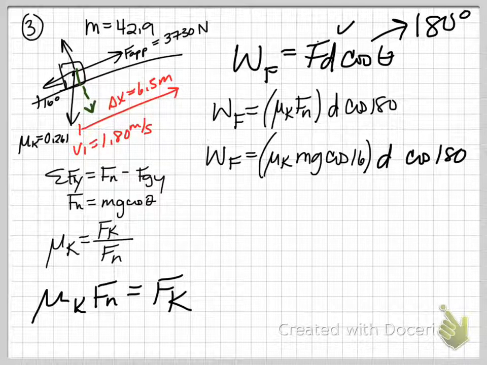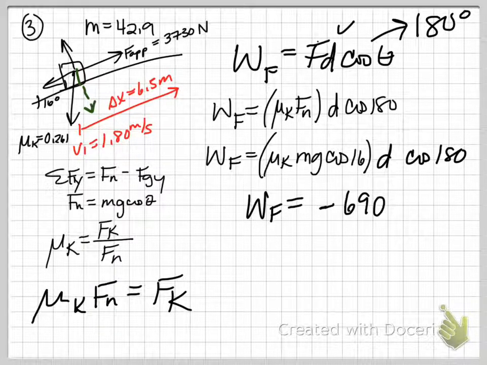And it is negative, I forget what the raw answer is. The final answer is negative 690 joules. It's opposing the motion of the box as friction does.